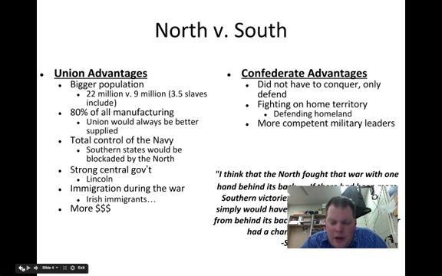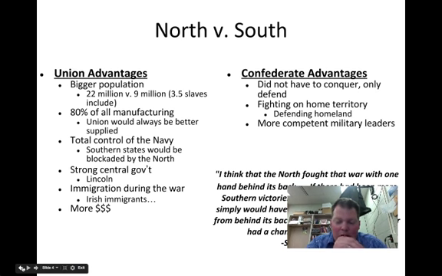The North has many more people. They have 22 million people to the South's 9 million, and if you take away slaves, the South's got a little bit less than 6 million. Almost all the manufacturing is in the North. The North has total control of the Navy. They have a stronger, more organized, efficient central government. And on top of that, they have constant immigration that is going to bring in fresh troops, and they're more wealthy. And so the North has a lot of advantages.